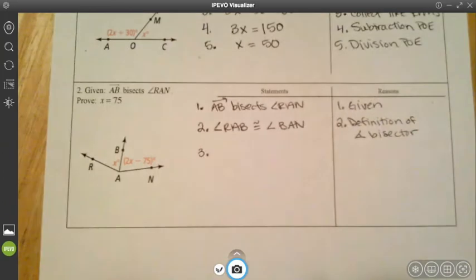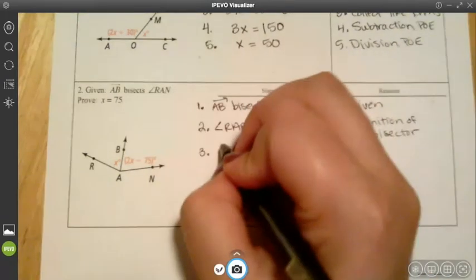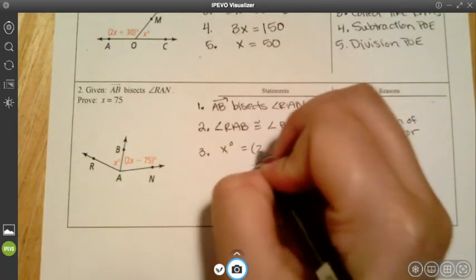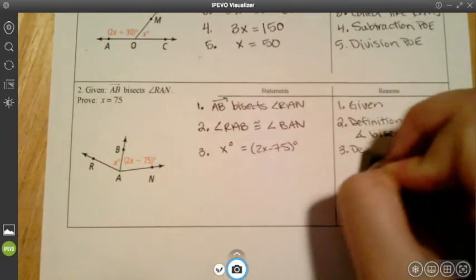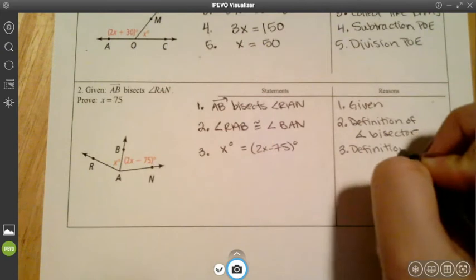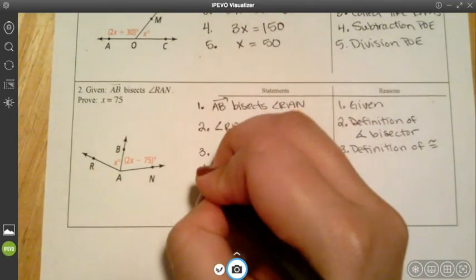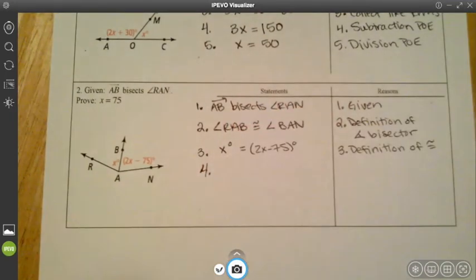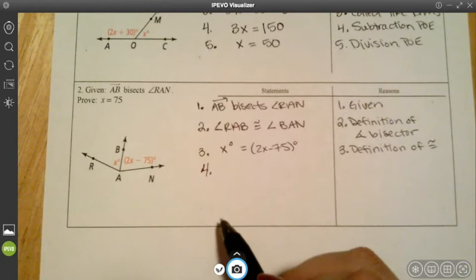Okay, step 3, what does the congruence tell us? That means that those angle measurements are equal. So we know that x degrees is equal to 2x minus 75 degrees, because that's the definition of congruent. So now we've gotten to a point where we can start using our algebraic reasoning. So if I have x equals 2x minus 75, what do I need to do? I need to isolate x.